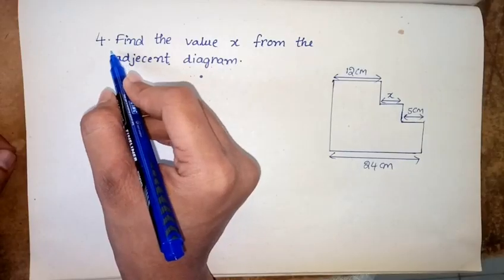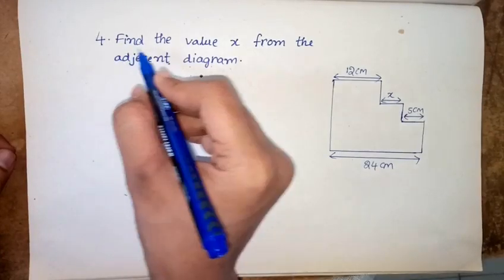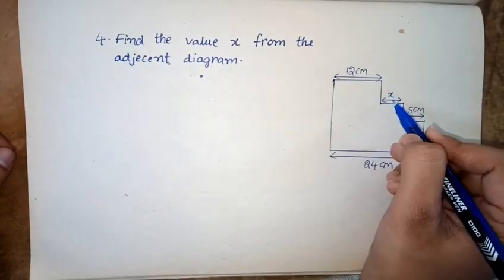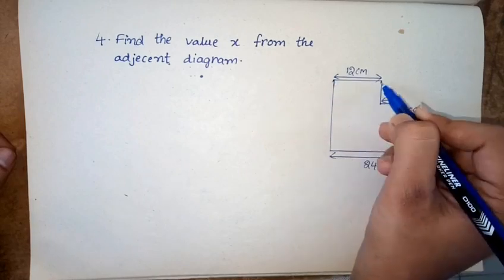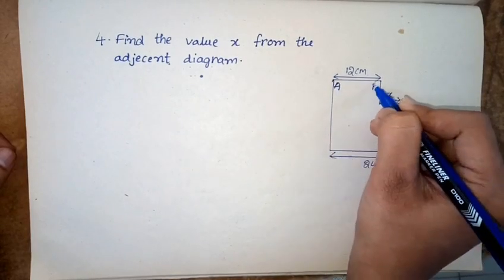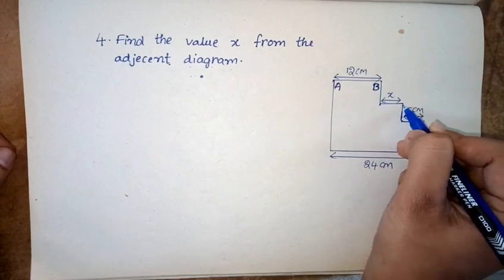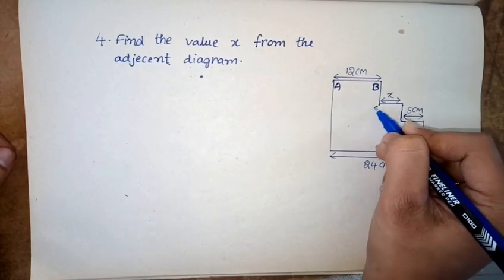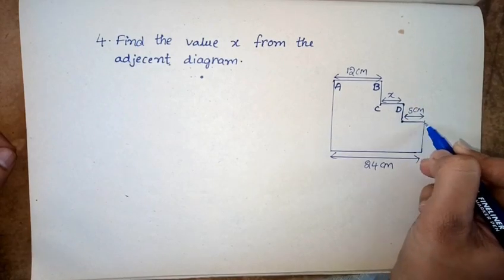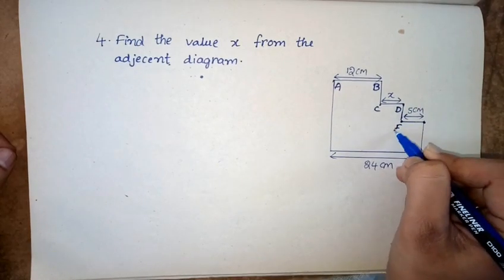Next problem, the fourth one. Find the value of x from the adjacent diagram. So this is x. First consider this point to this point, the distance, that is AB. The distance x is considered CD. The distance 5 centimeters is EF.